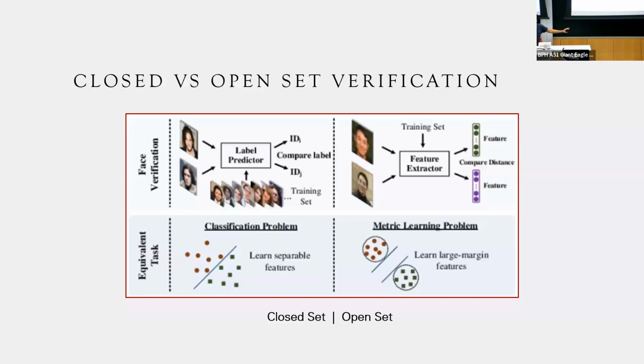So in order to comprehend this more easily, we can compare a closed set problem to a classification problem and an open set problem to a metric learning problem. What I mean is, in the closed set, the feature space is given a decision boundary and that's all it's done. We separate the feature embeddings. But in the open set problem, we have a comparison between the feature vectors or the feature embeddings in this feature space.